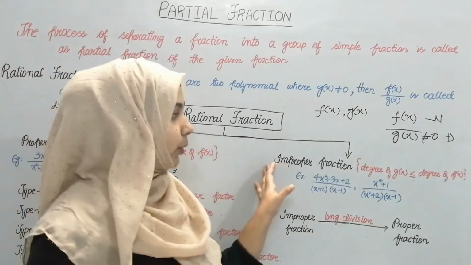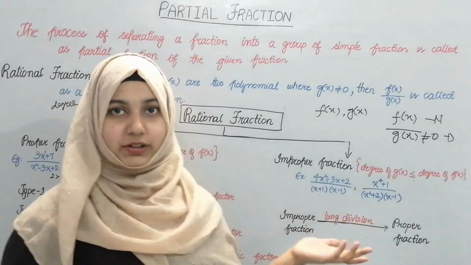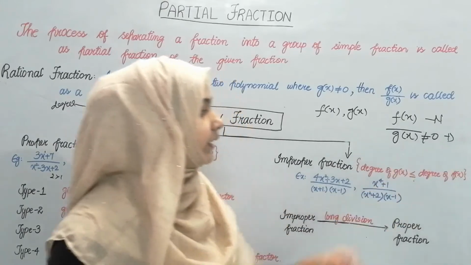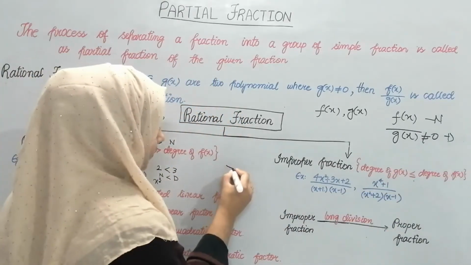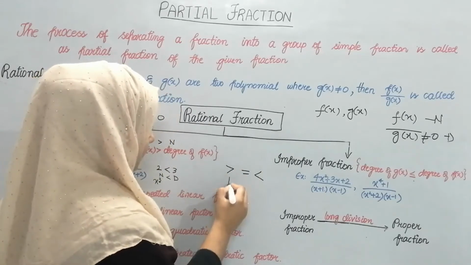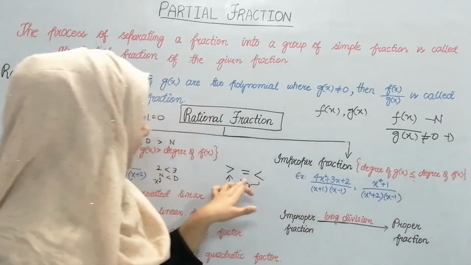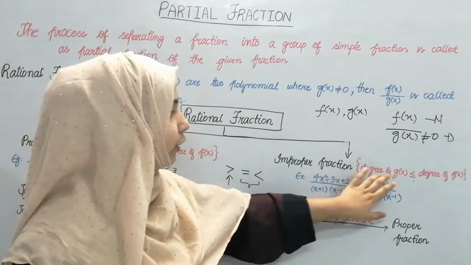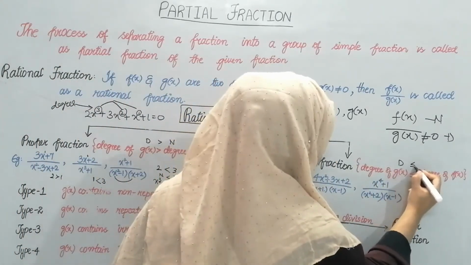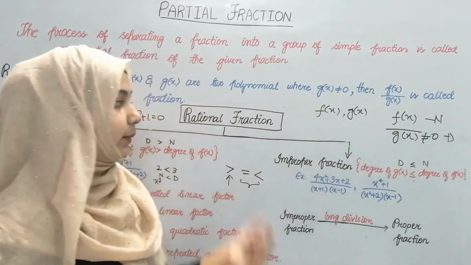Now moving on to improper fraction. The opposite of proper fraction is an improper fraction. The degree of g of x is less than or equal to the degree of f of x. So if the degree of g of x, that is the denominator, is less than or equal to the degree of the numerator, then such a question falls under improper fraction.